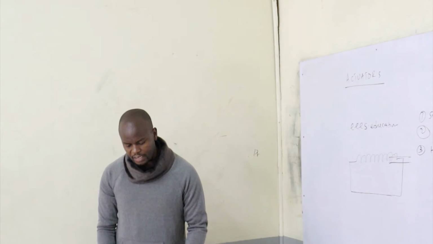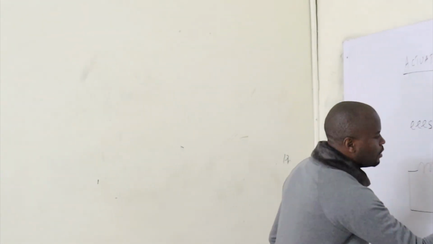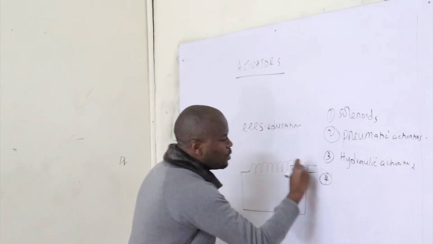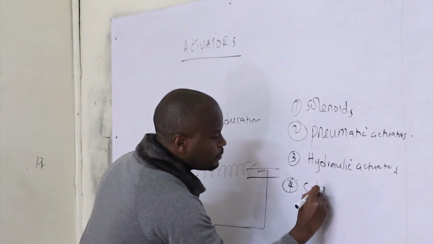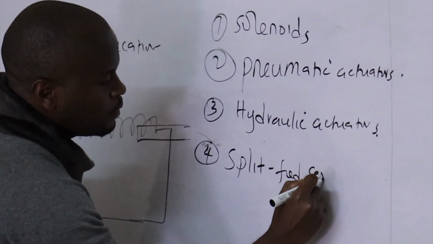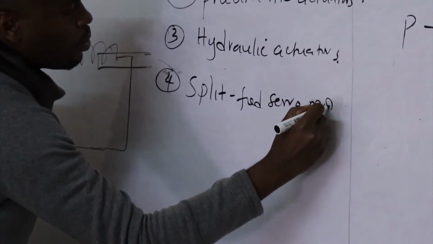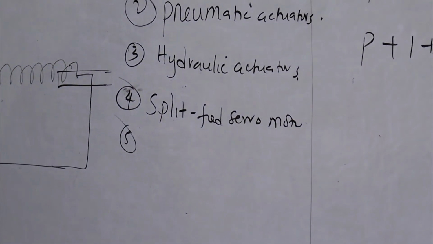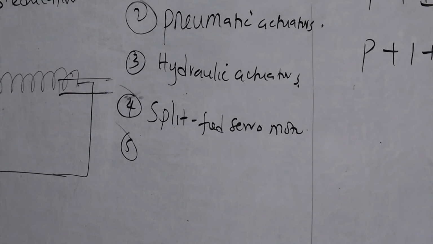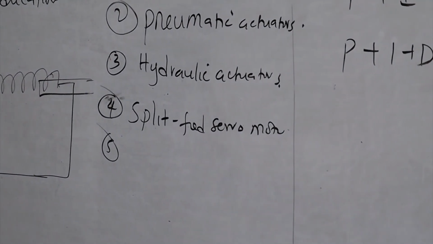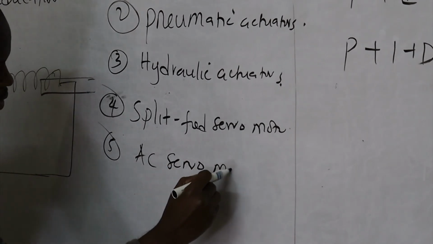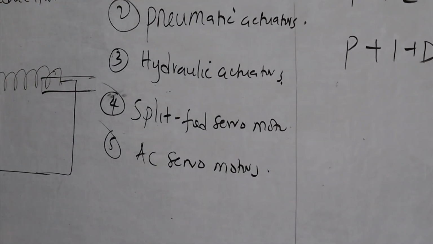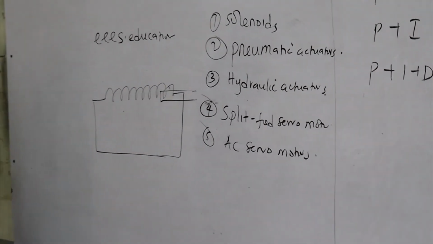Another one can be a servo motor. Number 4, we can talk about the split feed servo motor. Or again, we can talk about another one, which is what we refer to as the AC servo motors. So these are simply the types of actuators that we can mention.